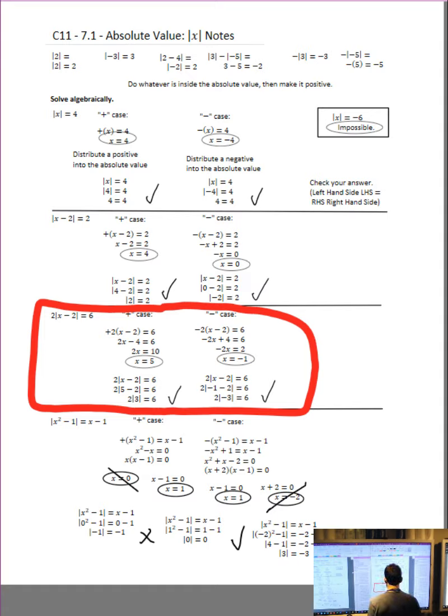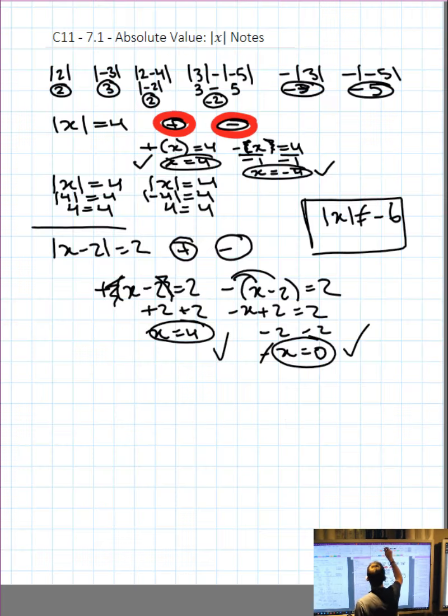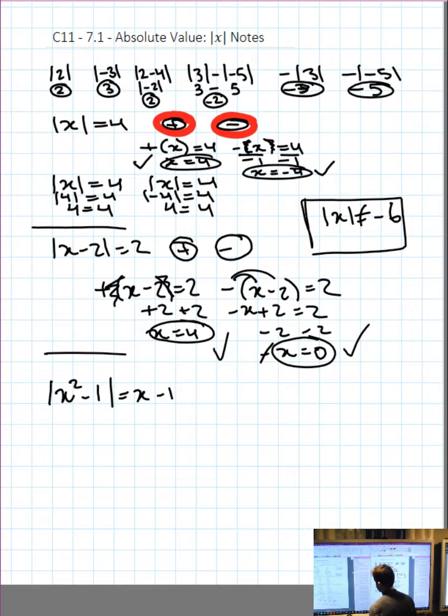Okay, so let's do the next one together. So I'm going to go back up to my notes. This is obviously the page of notes that you are looking at in front of you right now. Okay, so the example at the bottom. The absolute value of x squared minus 1 equals x minus 1. So we do the positive case and the negative case. So distributing a positive into the absolute value and distributing a negative into the absolute value.